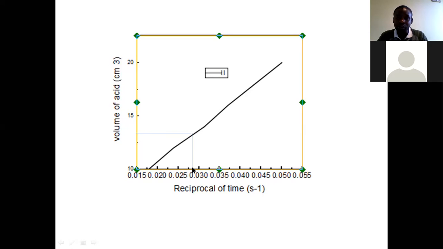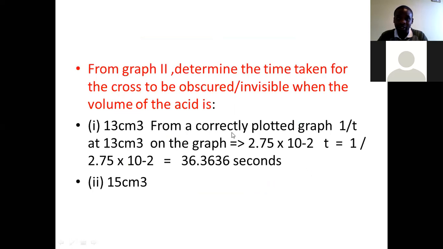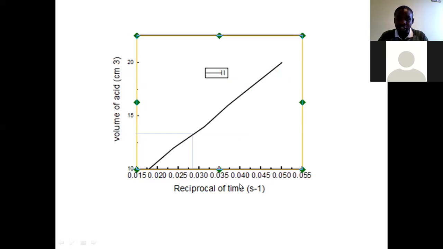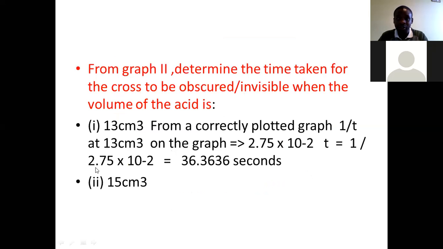So approximately, you can read that value there. You get a value like 2.75 times 10 raised to power -2, or 0.0275. And then since you've been asked for the time, and the graph here uses the rate, you have to get the reciprocal of that rate, which has been done here. It is 1 over the value which you have obtained, to give you 36.3636 seconds.